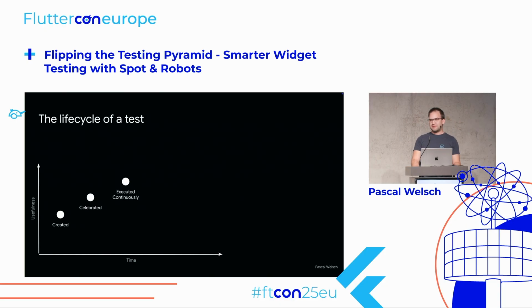Then your test should be definitely executed continuously. With every commit, with every change, your test should run. If that's the case, that's even more useful than just having the test. If the test is not executed, it doesn't help. And at the peak of the life cycle, the test actually prevents a regression. That would be perfect. That's the reason why we do this.